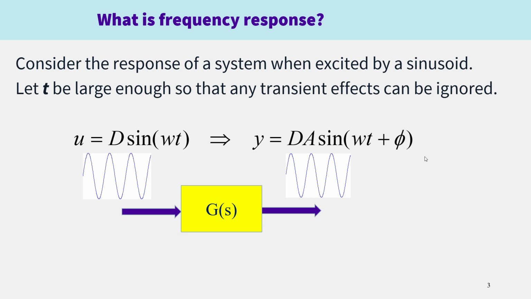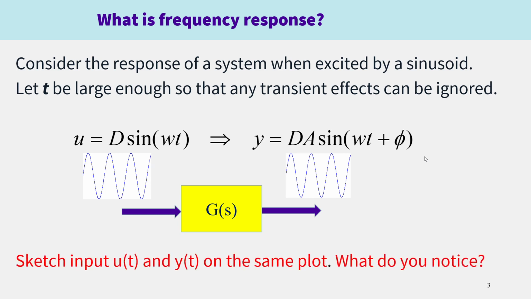Look at the picture we've got here. We're going to consider the response of a system G(s) when excited by a sinusoid. So you can see the input signal is D sine omega t, and the output signal is given as D A sine(omega t plus phi). So if we sketch the input u and output y on the same plot, what will you notice?